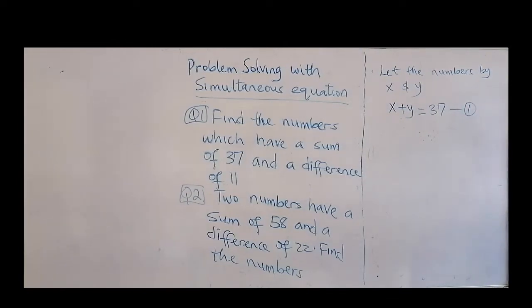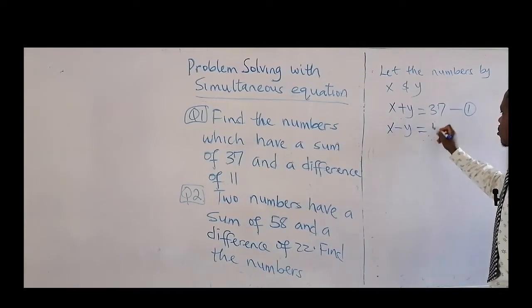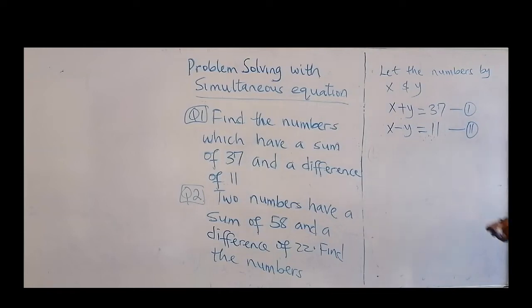And a difference of 11. The difference means subtraction. When solving this kind of question, you must take note of the sign. Sum is plus, difference is subtraction. So how do we solve it? Very simple. In the two equations, the coefficient of x is the same, likewise for y. In this case, this is plus 1, this is minus 1.